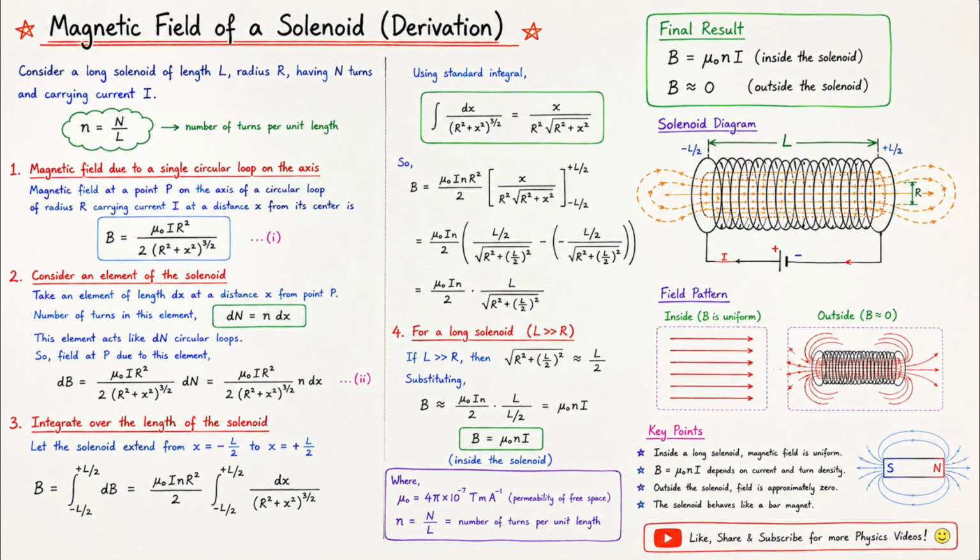4. Solenoid behaves like a bar magnet. One end acts as north pole. The other end acts as south pole. 5. Applications: electromagnets, transformers, electric bells, MRI machines, relays and inductors, particle accelerators.